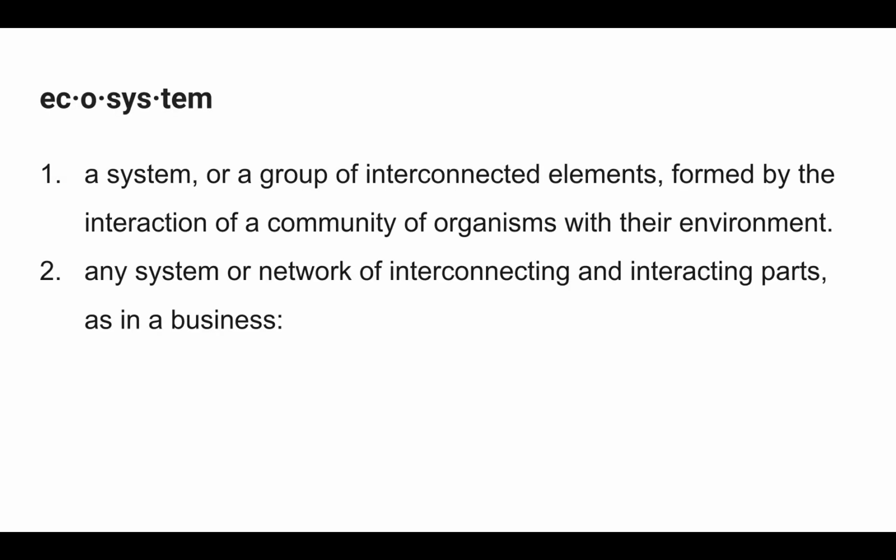What is an ecosystem? According to dictionary.com, here are two ways of looking at an ecosystem. Both definitions stress an object that is interconnected, a community of organisms, and so the ecosystem map can be helpful in mapping out the interconnections of that community.